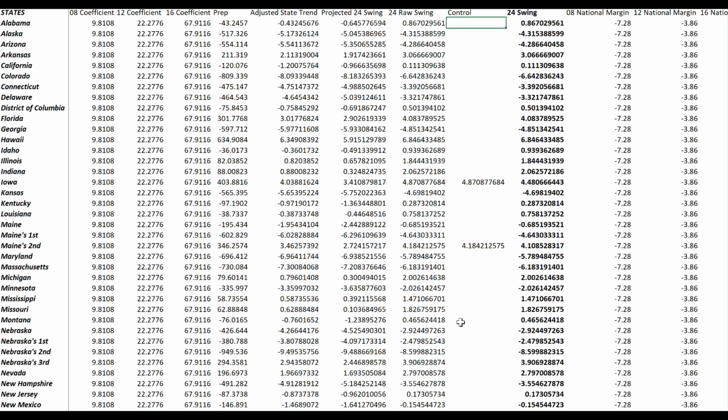As you can see here, for example, in the state of Iowa, the raw swing was 4.9 and the adjusted swing is projected at 4.5. So there is this kind of mathematical adjustment.